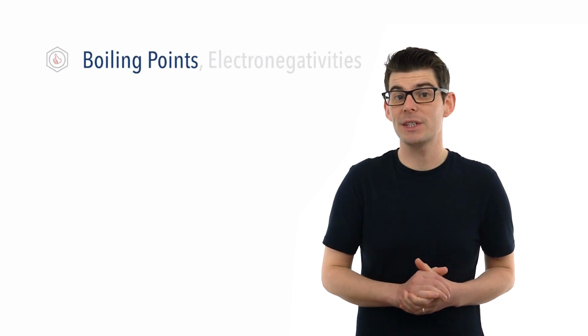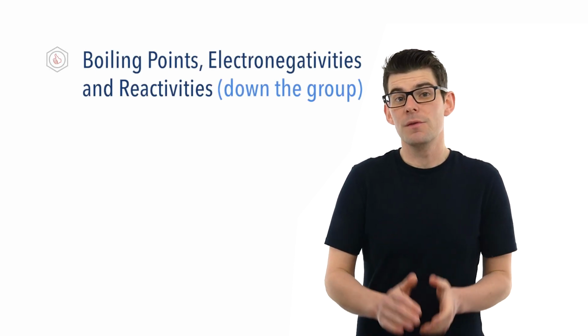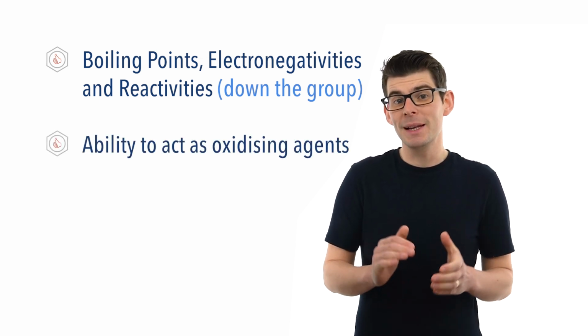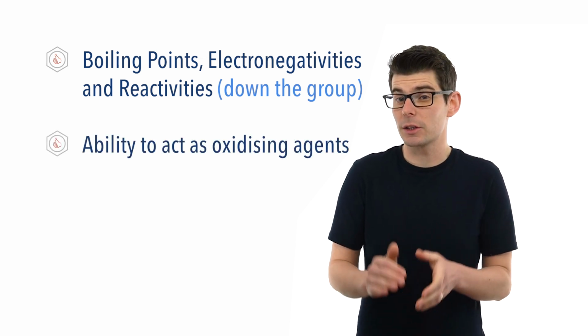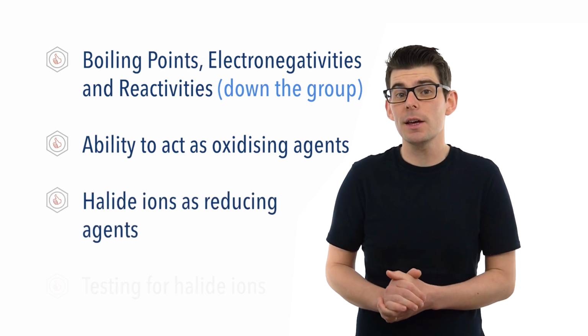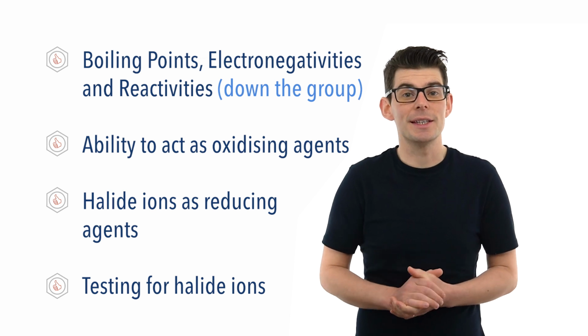In this video, we're going to look at the group 17 elements, the halogens. We're going to talk about how their boiling points, electronegativities and reactivities change down the group, their abilities to act as oxidizing agents, the ability of halide ions to act as reducing agents, and how to test for halide ions in solution using aqueous silver nitrate and ammonia.